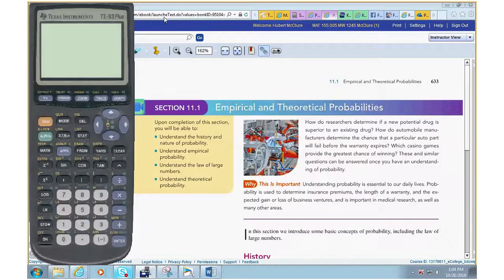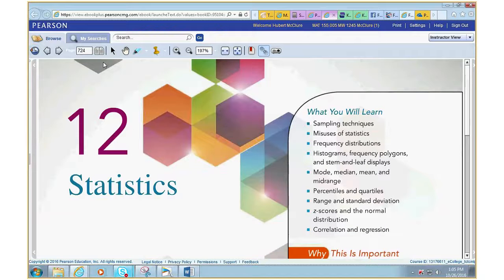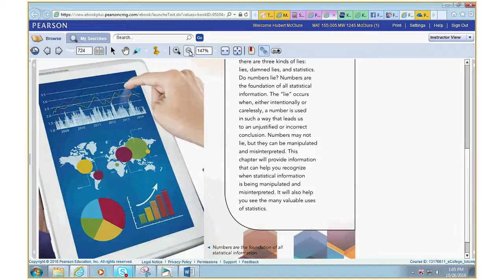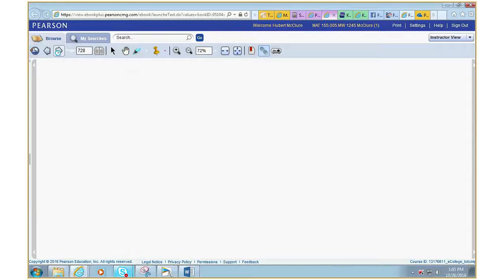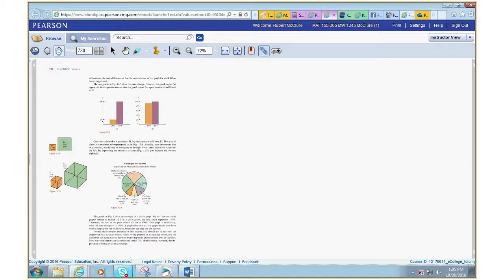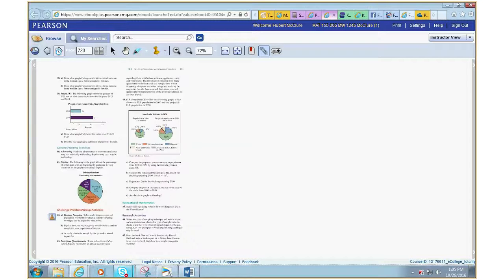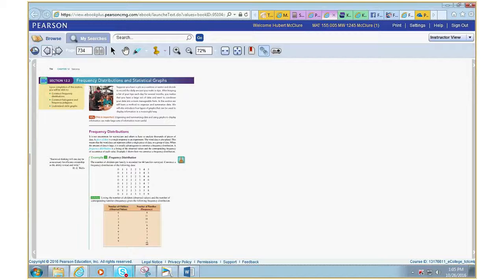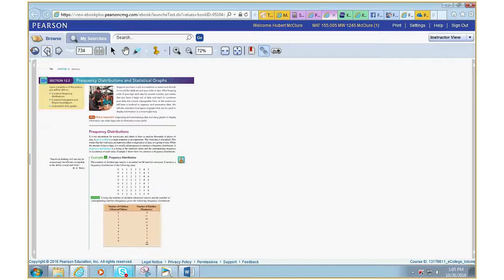Now, a lot of chapter 12 is going to be reading. So let me go to chapter 12. And let me tell you what's going to be pretty much reading. This whole first section is going to be reading. All right, write down 12.1 is reading.